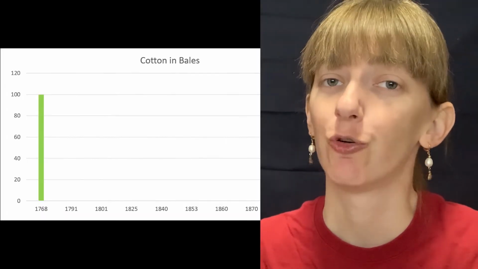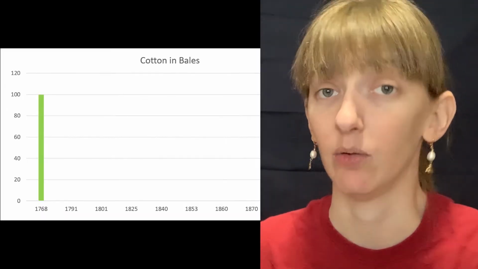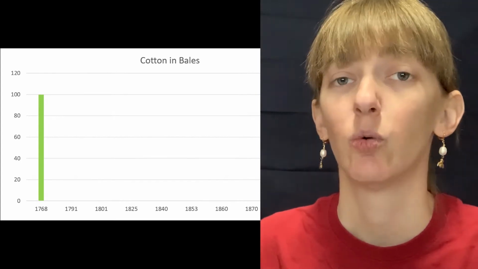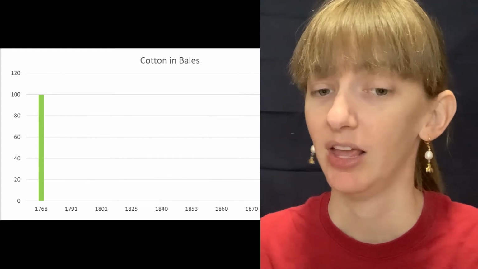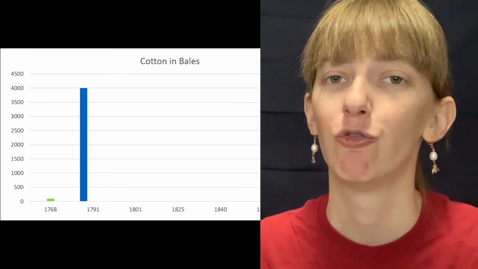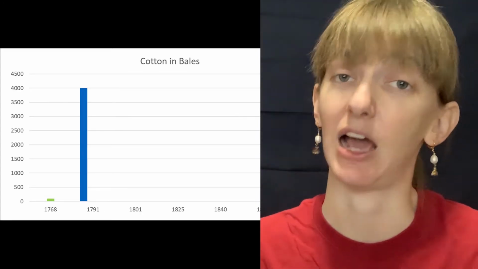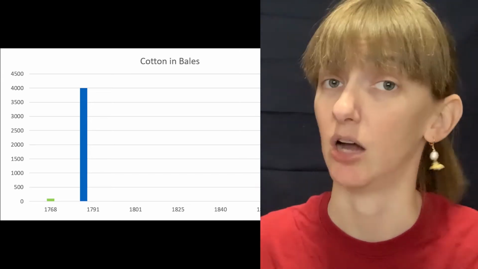So the first one was in 1768, 43,000 pounds of cotton, which is about 100 bales, were shipped from Virginia to Great Britain. So not a bad start. Now in 1791, 4,000 bales was the US output for the year. So again, not too horrible. In 1793 is when Eli Whitney patented his cotton gin.